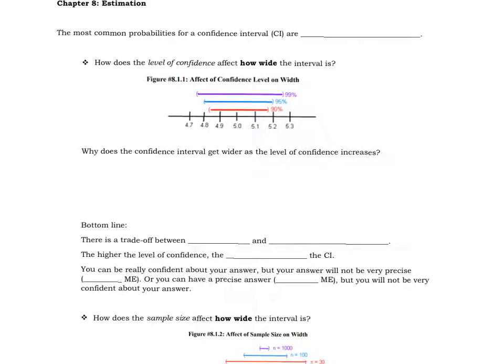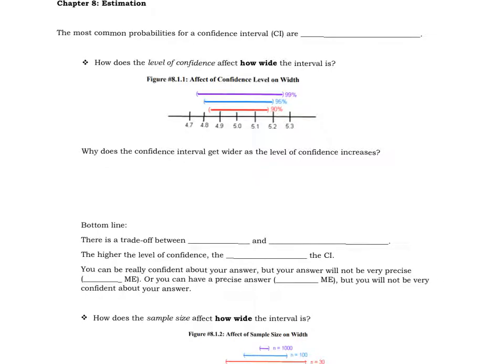All right, so now that you've hopefully gotten an idea in your head of what's going to happen to the size of your interval, the amount of error you're allowed to have whenever your confidence increases, now we're going to go ahead and formalize it just a little bit.